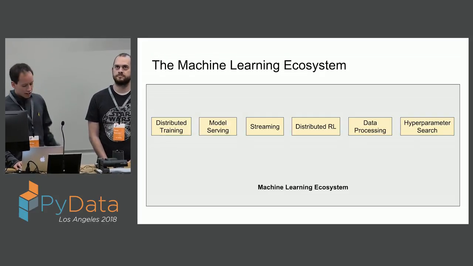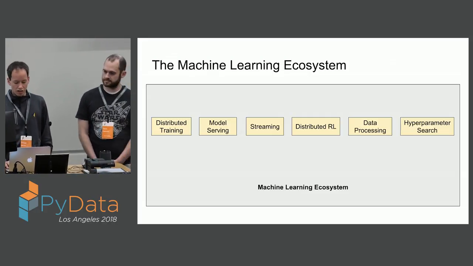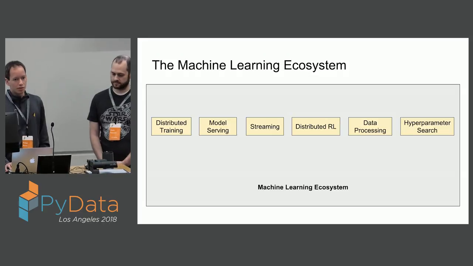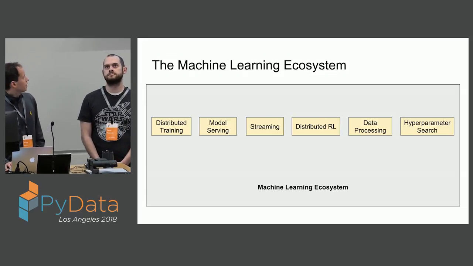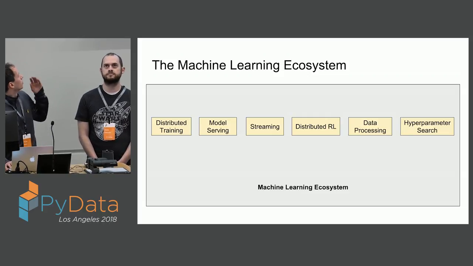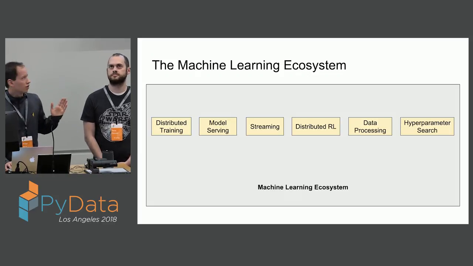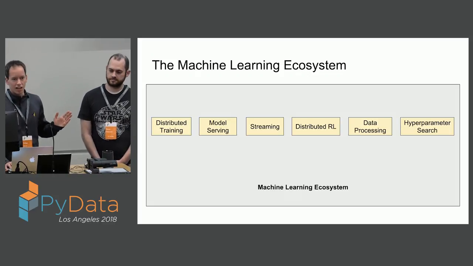So here's the machine learning ecosystem today. There are many important computational patterns that arise there. And maybe you think first of training, but it's actually much broader. Important workloads that arise from machine learning are also serving, streaming, things like distributed reinforcement learning, and data processing, and hyperparameter search.